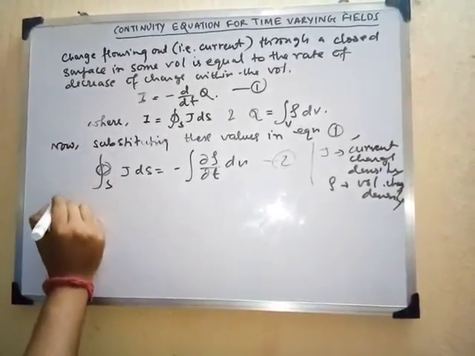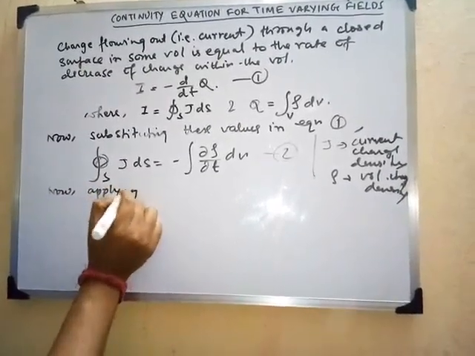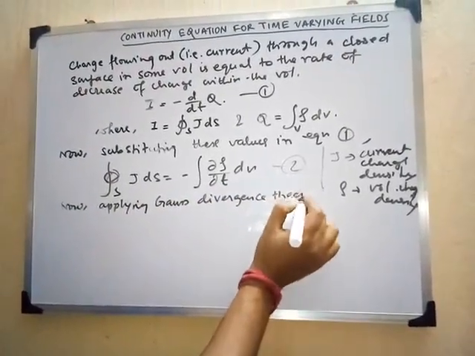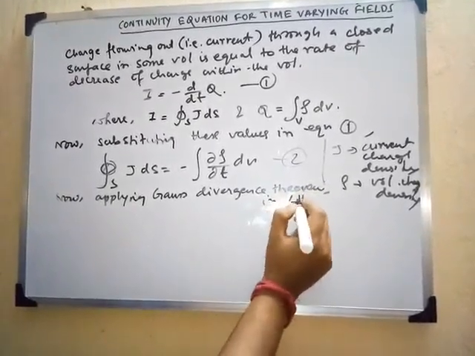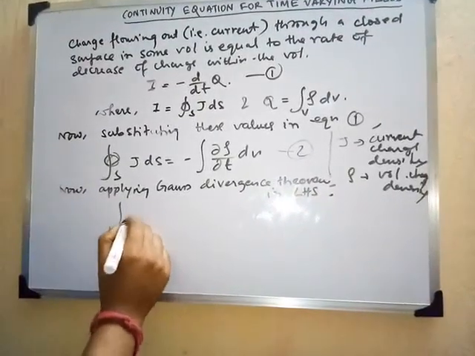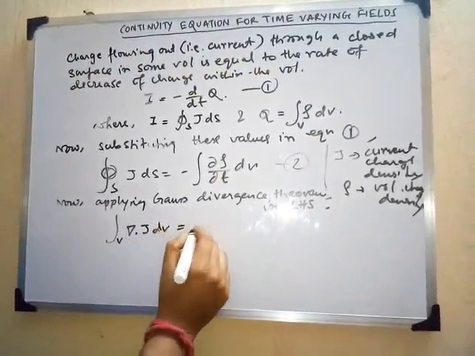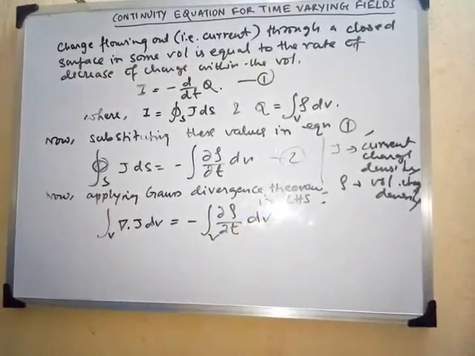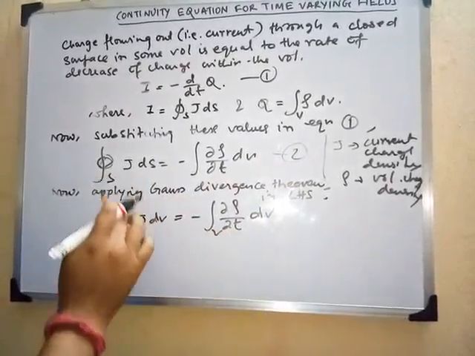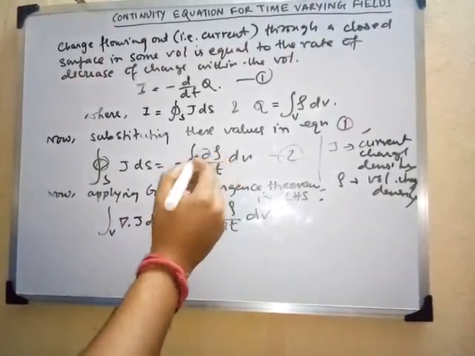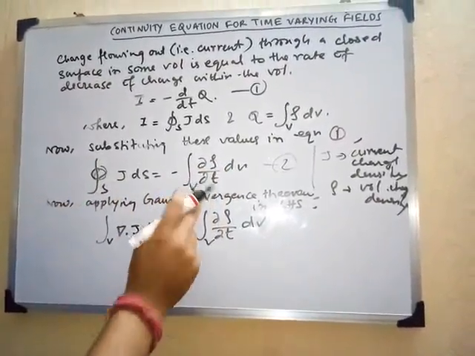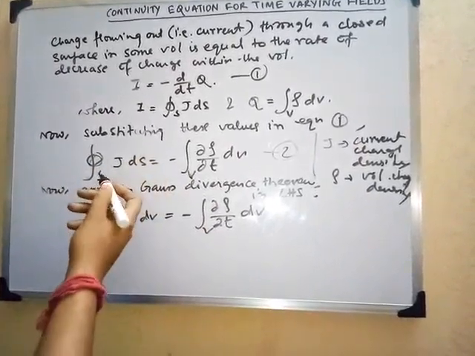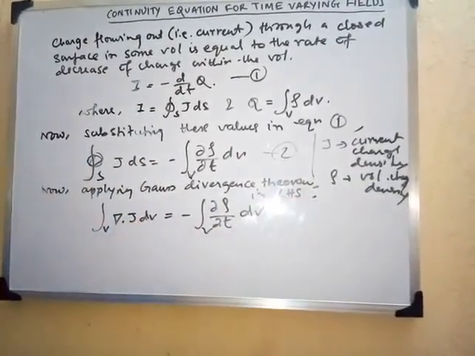Applying Gauss divergence theorem on the left hand side, it appears that the volume integral of del dot J dV will be equal to minus the volume integral of del rho by del t dV. We have converted using the Gauss divergence theorem, which, as you know, converts from surface to volume. One side is a surface integral, another is a volume integral, so for equating we need both in terms of V. So I am converting this S into V by applying the Gauss divergence theorem.